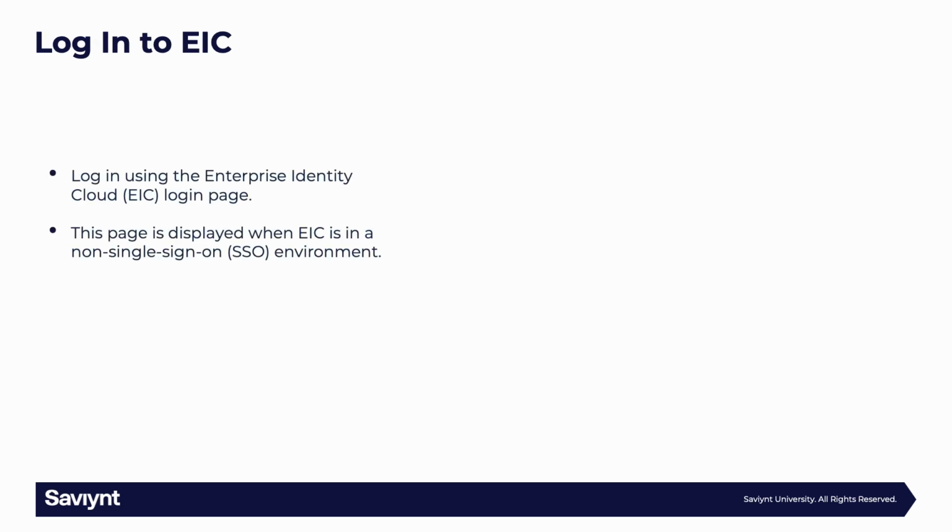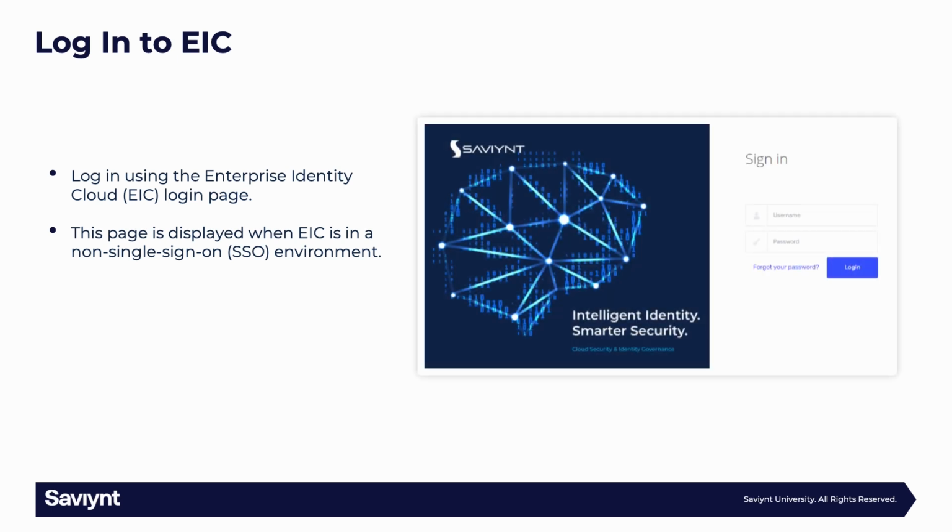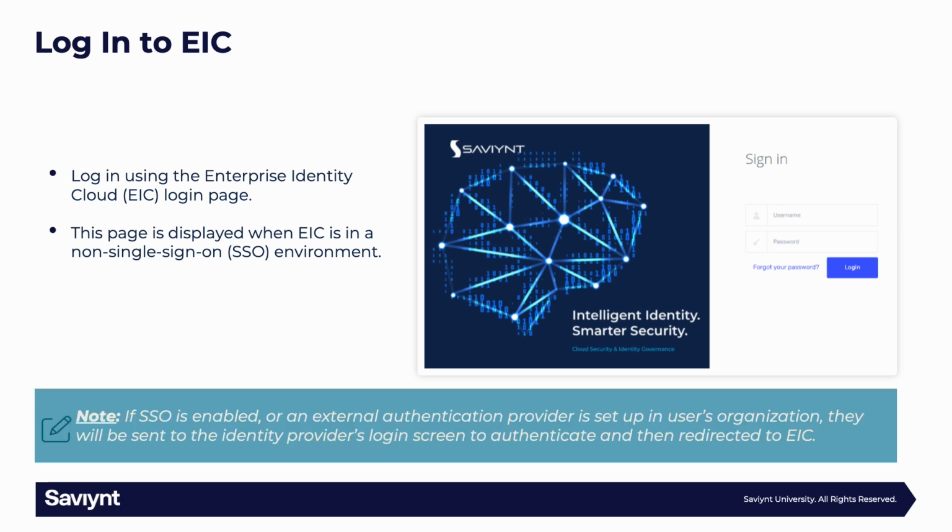Now, you need to log in using the Identity Cloud login page. This page appears when the Identity Cloud is set up in a non-single sign-on, or non-SSO, environment. Take note, if SSO is enabled, or if your organization uses an external authentication provider, you will automatically be redirected to the identity provider's login screen. Once you authenticate successfully, you will then be directed back to the login screen. This process ensures secure and seamless access to your Saviynt environment.